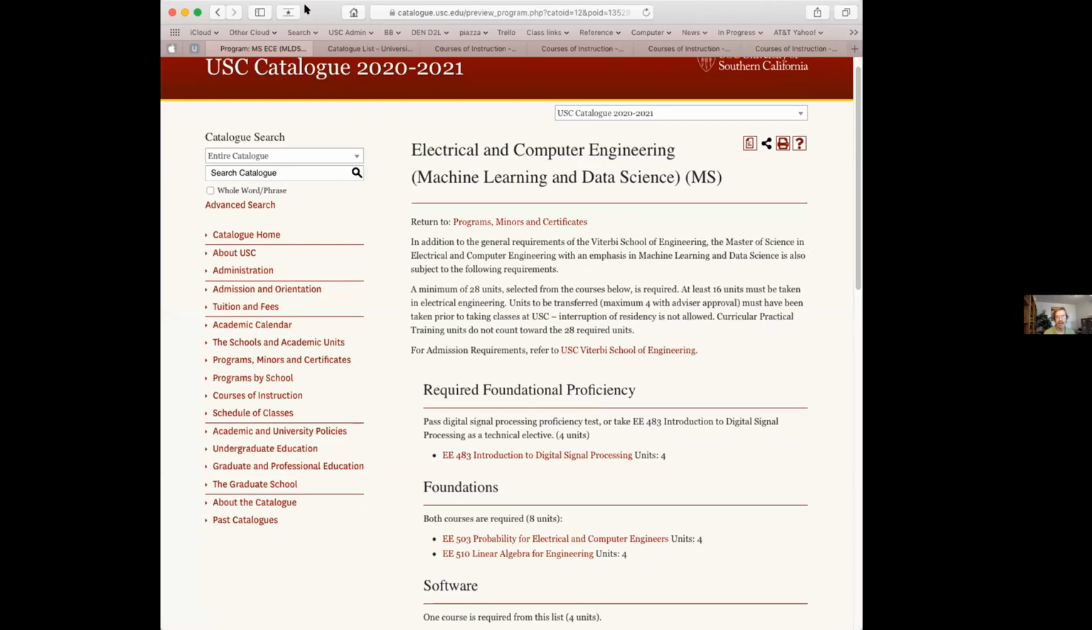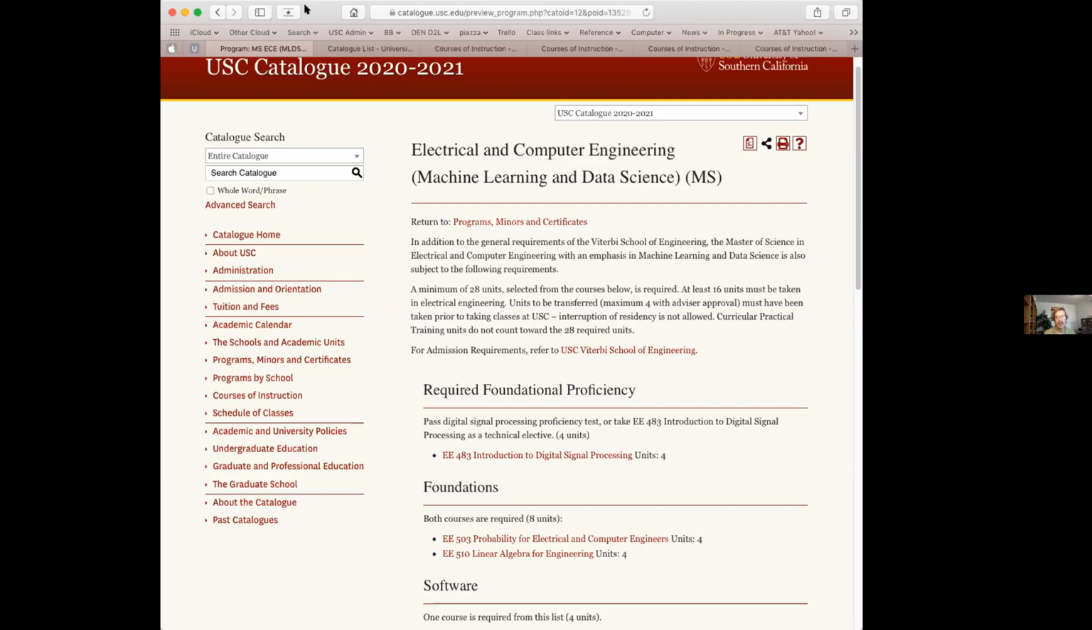So we have a few categories of classes. First, required foundational proficiency. You really need to be proficient in digital signal processing at the level of EE 483. And if you are, you're welcome to test out of that. And if you're not, we have a course just for that, EE 483, which you then would be required to take. And that's 4 units.